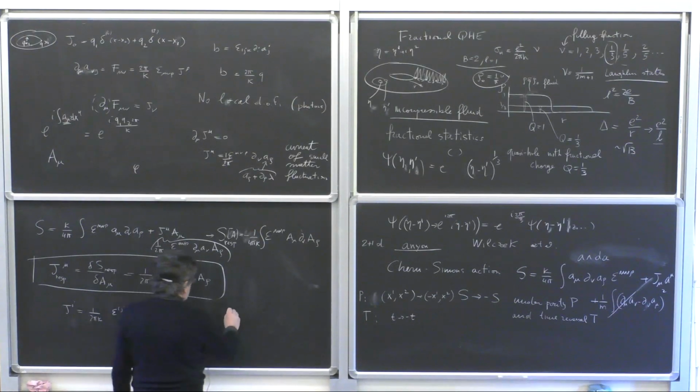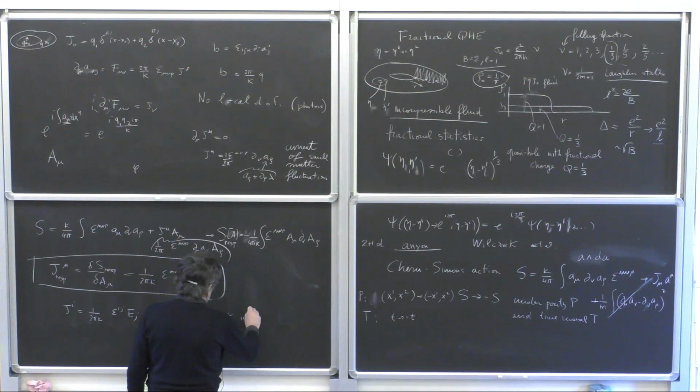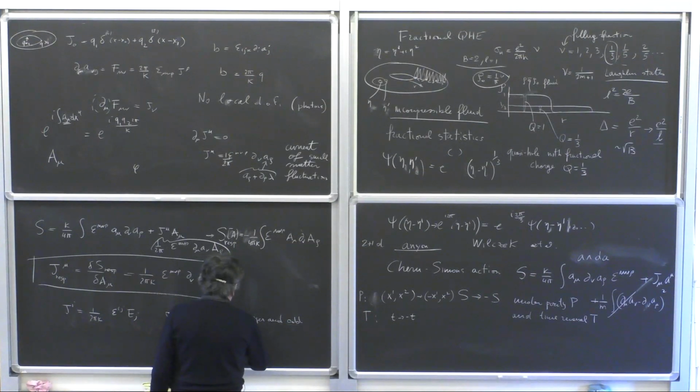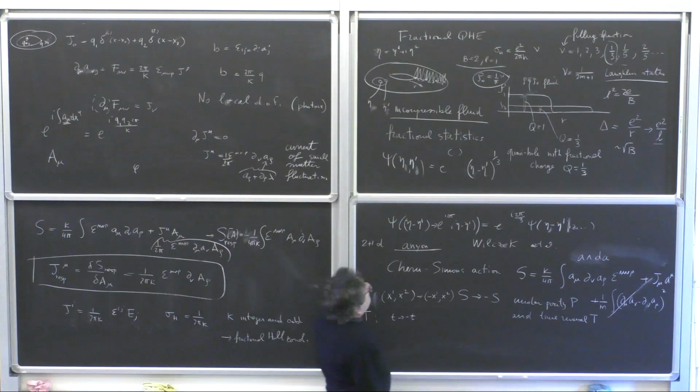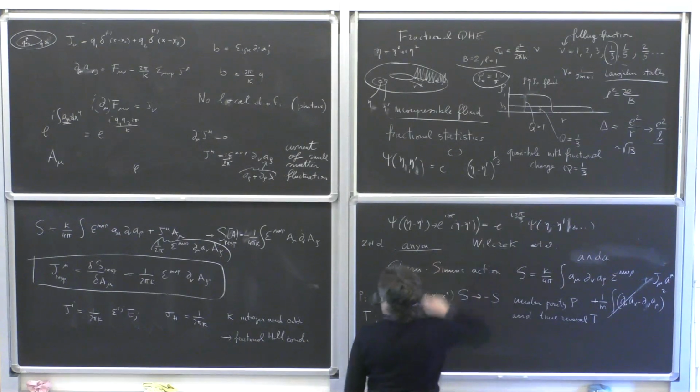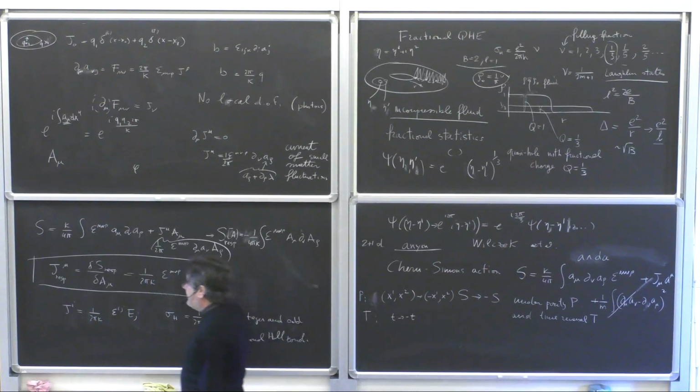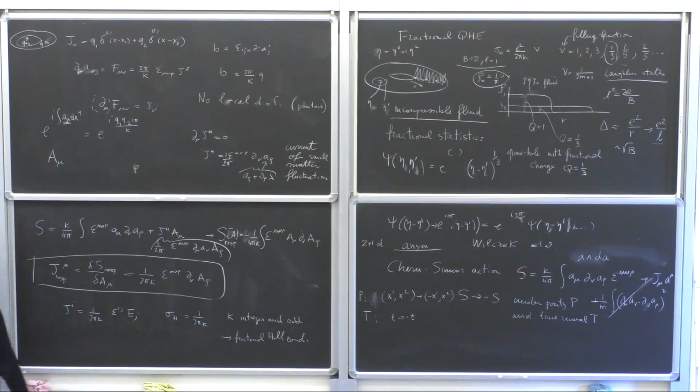So if k is integer and odd, this theory has fractional Hall conductivity of these Laughlin states. So this is a strong indication that this is a correct theory for the low energy properties of my system.